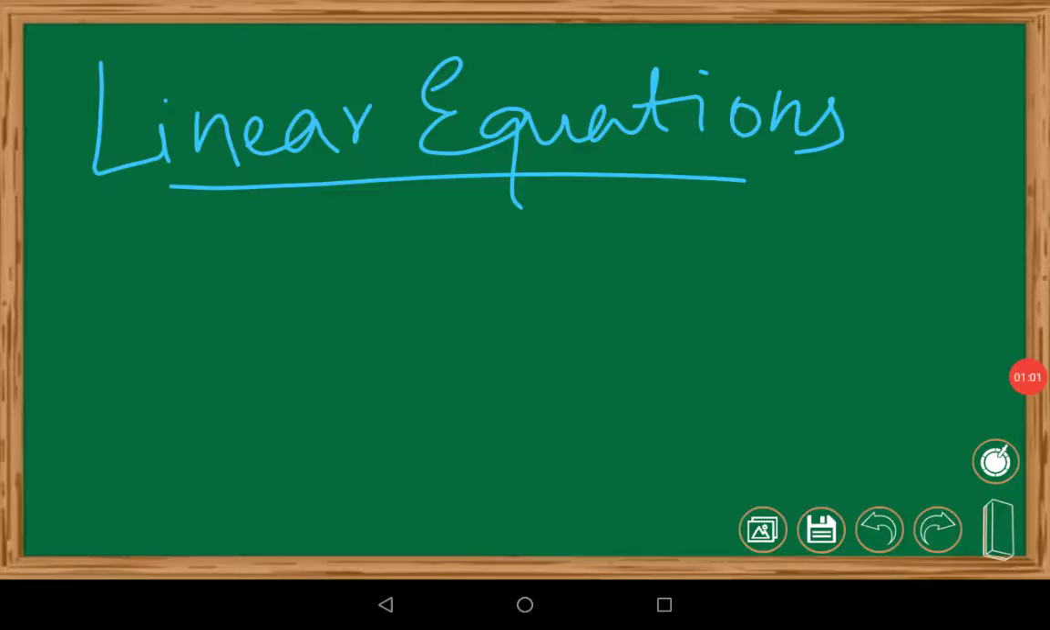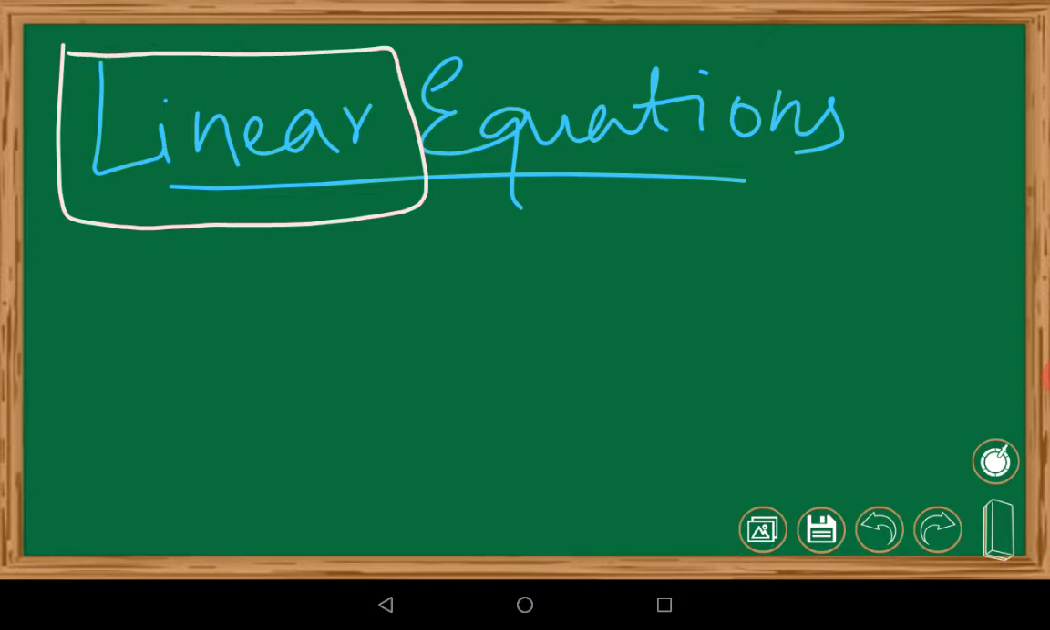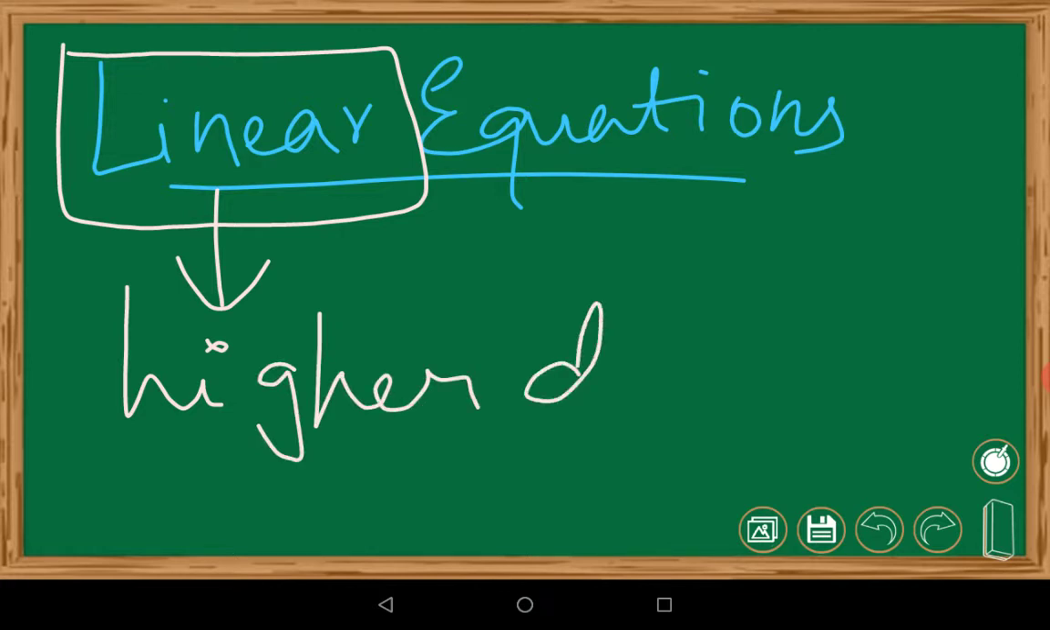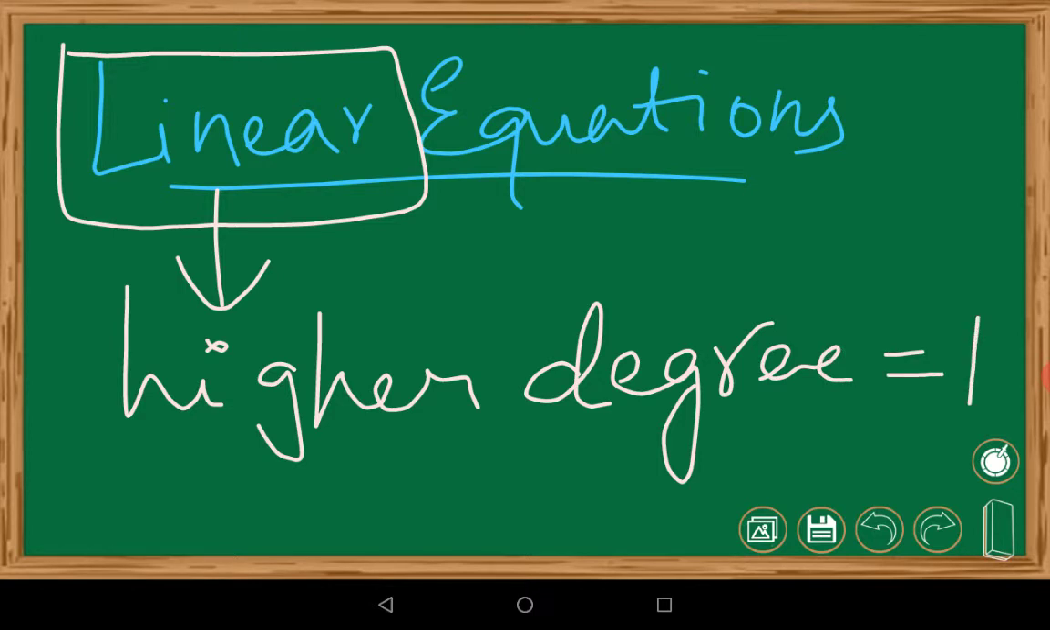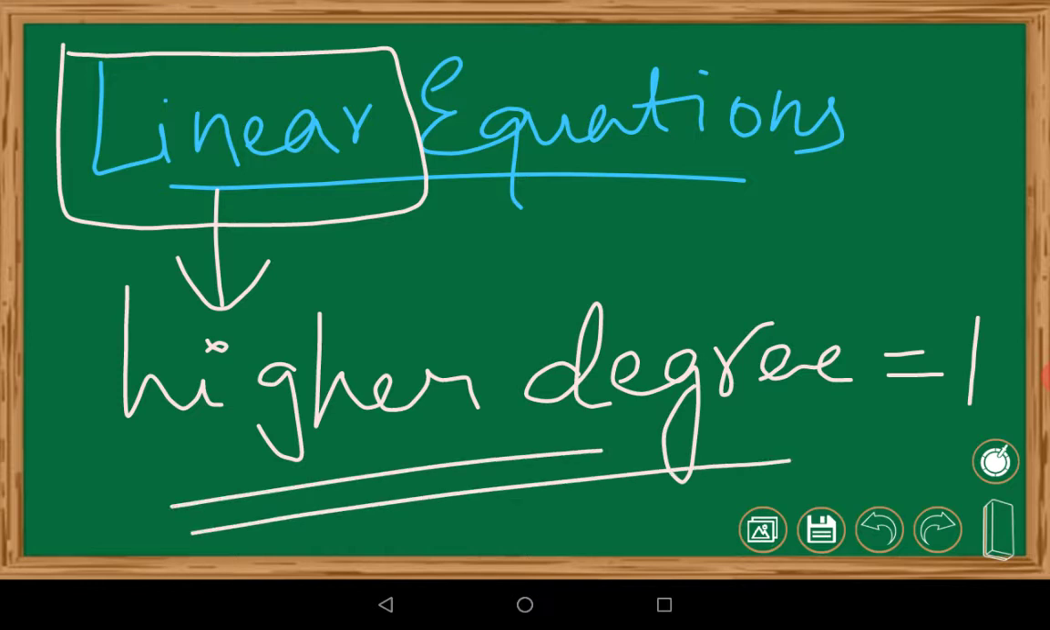So let's get started. First, linear equations. So what is linear? Its highest degree, or the highest power, should be 1. Linear means 1. Highest degree should be 1. That point we should keep in mind. So linear means highest degree 1, and such equations are called linear equations.